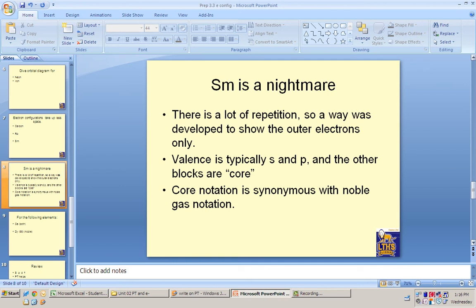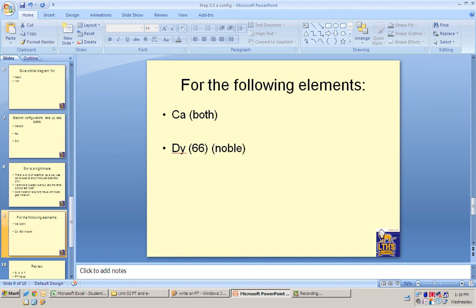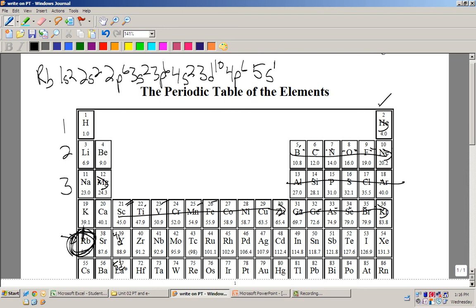Samarium is a nightmare. There's a lot of repetition, so a way was developed to show the outer electrons only. Valence are the S and P block. The other blocks are called core, meaning they don't do much, okay? Core notation is synonymous with noble gas notation. So for the following elements, let's do the core notation and the regular notation for it. So let's look at calcium.